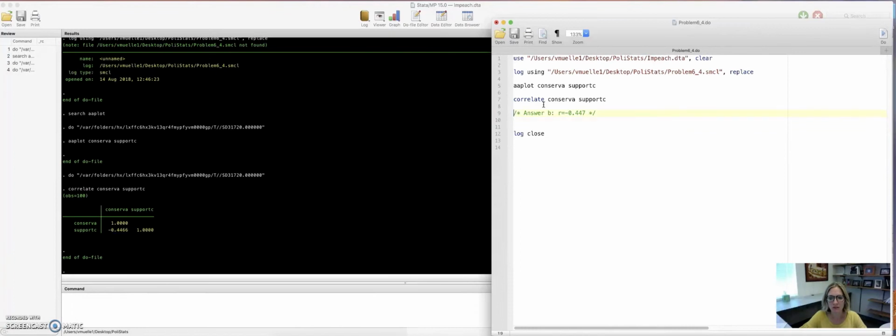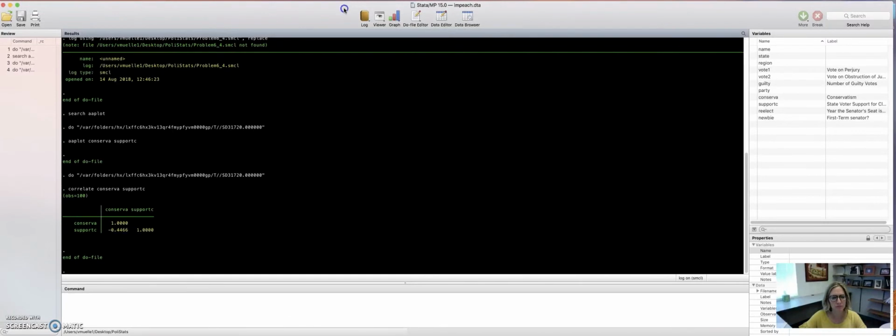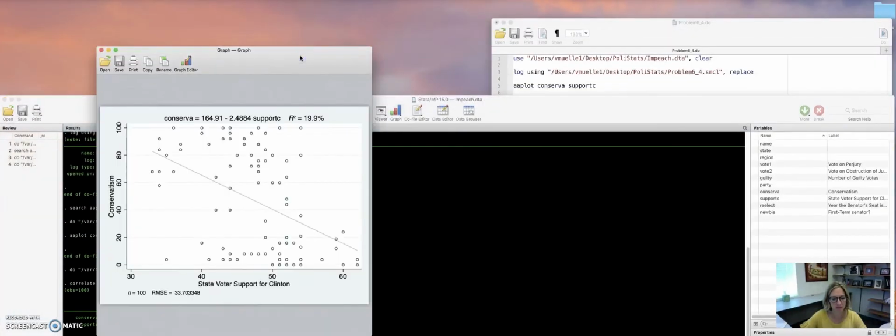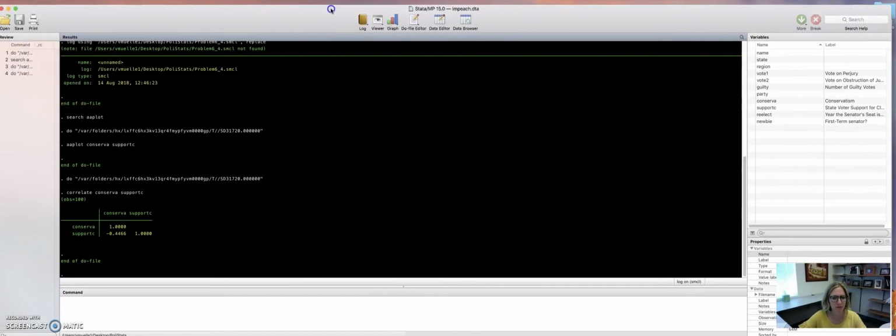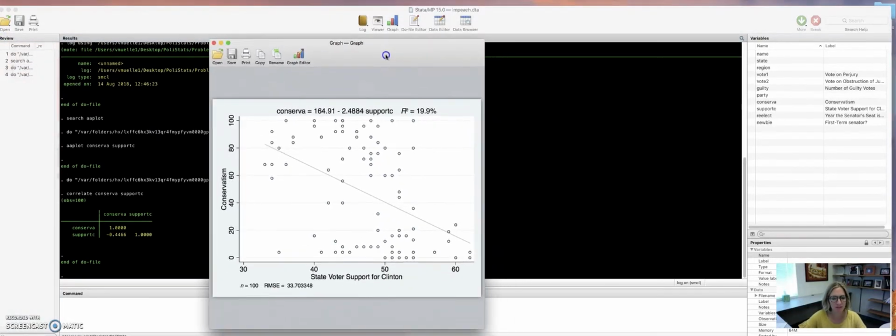So the answer to B is lowercase r equals negative 0.447. But let's get that figure back up. Where are you, figure? Let's get that figure back up. I don't know why it's running away from me. I have to reposition my windows. But we have enough information from the figure to answer this question too.